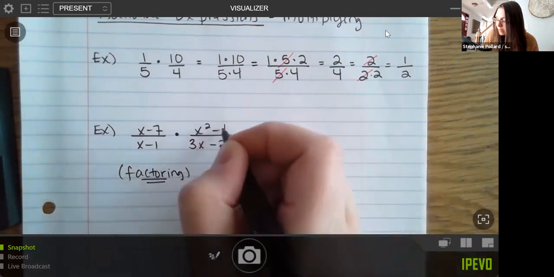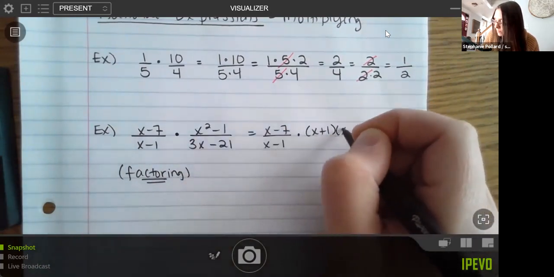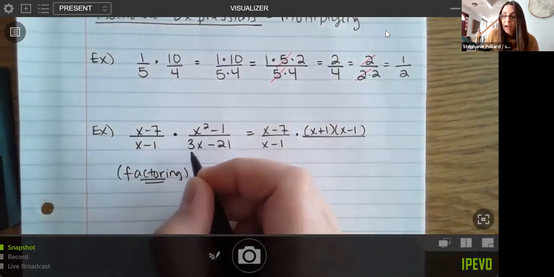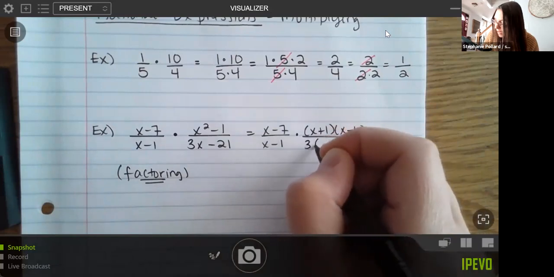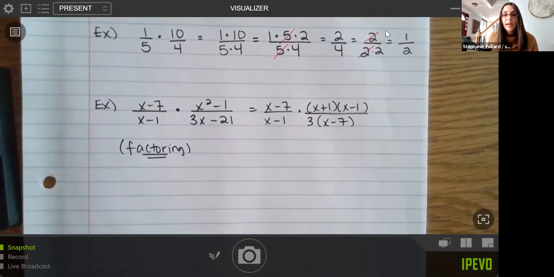But for this one here, I can factor this. X squared minus 1 is x plus 1, x minus 1. And then I do have a GCF of 3, so a common value of 3 here that I can factor out, and I have x minus 7. Now remember that you multiply just straight across.